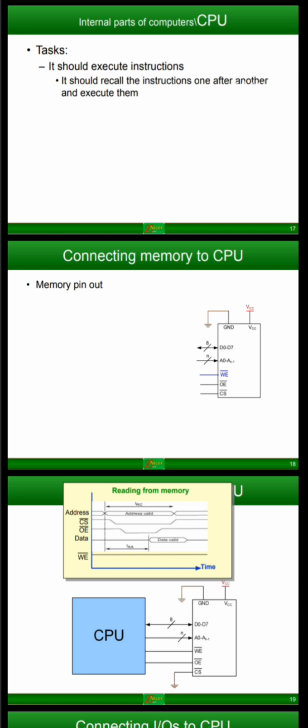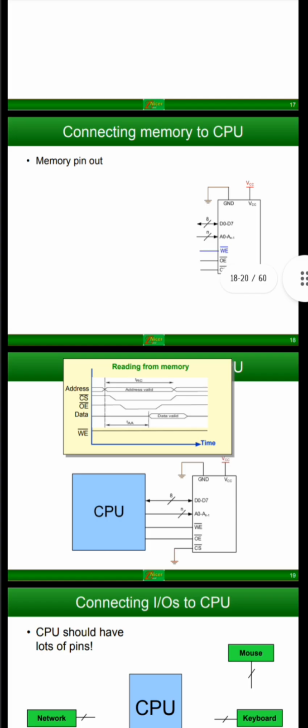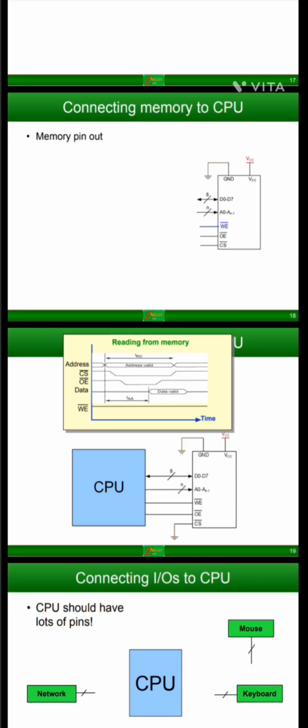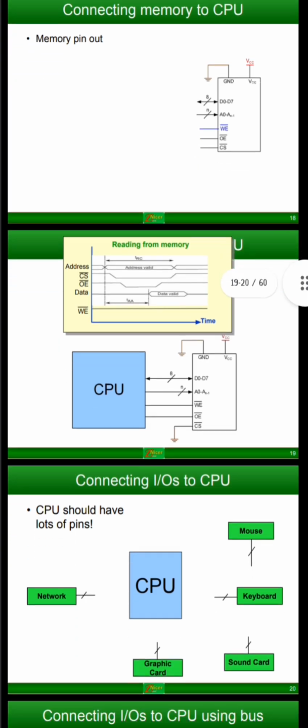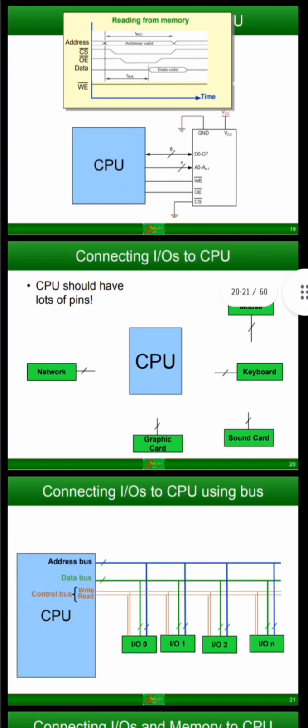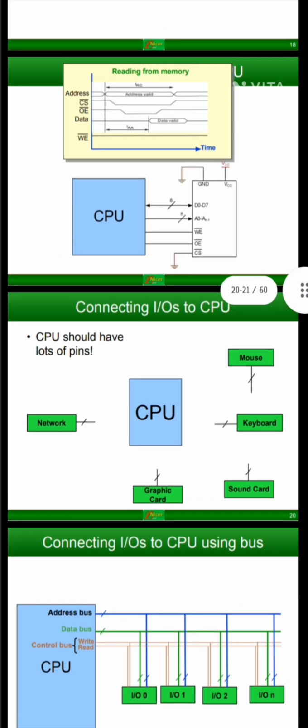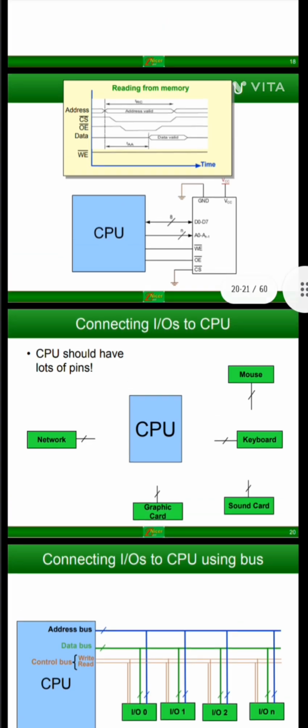In which we have the ground, the VCC, the data pins D0 to D7, which basically includes 8 pins, and A0 to A-n, any number of address lines. Here we have a graph for reading from the memory, and the connectivity of the CPU through its pinouts.